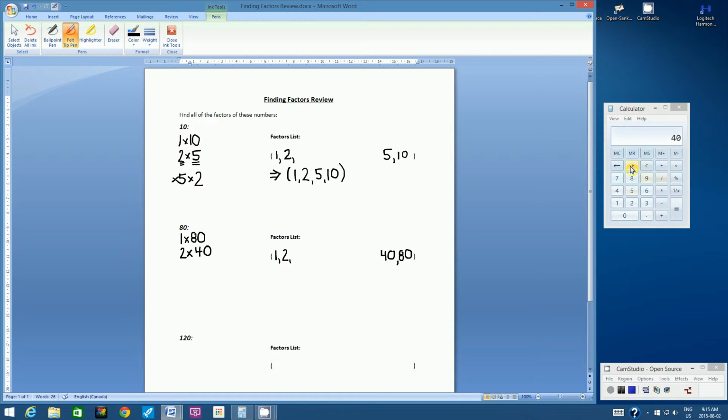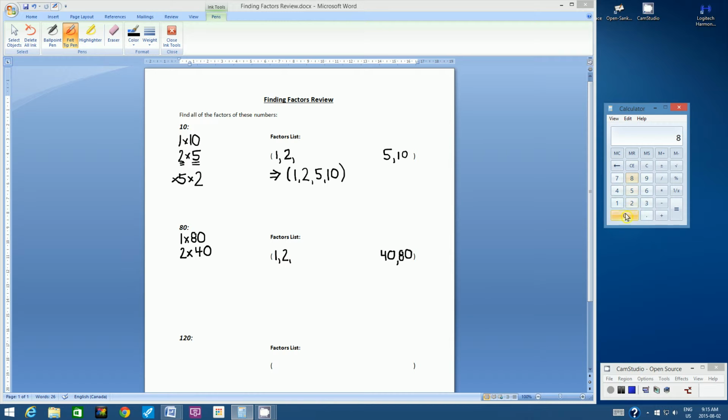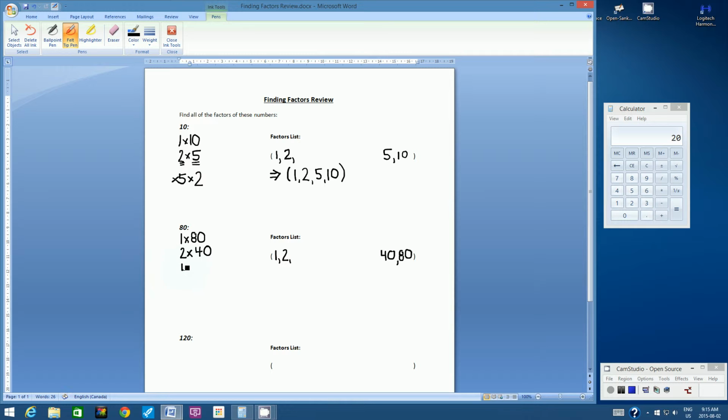So what we can do is we could come over here and we can just try our calculator. It wouldn't take more than 5 seconds to do. And we get a whole number. So we know that 4 divides into 80. So that will be 4 times 20, okay? Because this answer here was 20. All right, so our next pair to add to our brackets are 4 and 20.